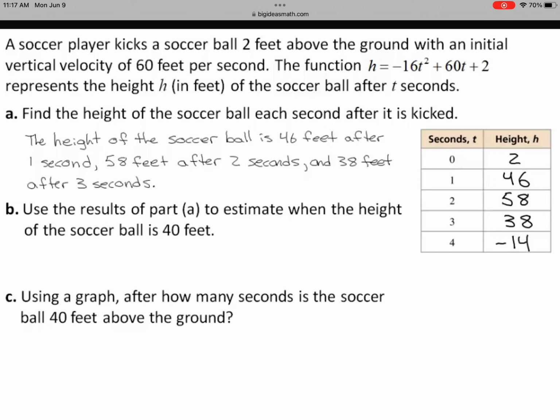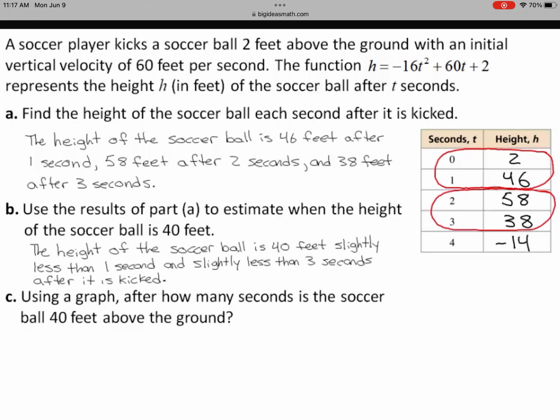From the table you can see that the soccer ball is at a height of 40 feet between 0 and 1 second and between 2 and 3 seconds. So the height of the soccer ball is 40 feet slightly less than 1 second and slightly less than 3 seconds after it is kicked. Part C. Using a graph, after how many seconds is the soccer ball 40 feet above the ground?